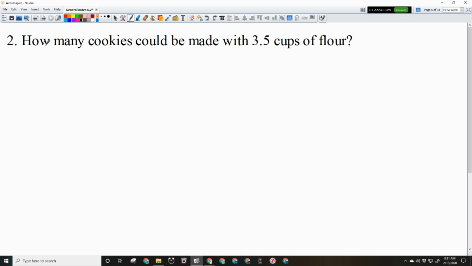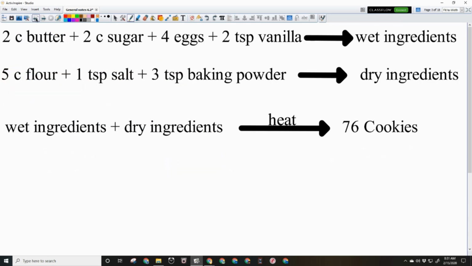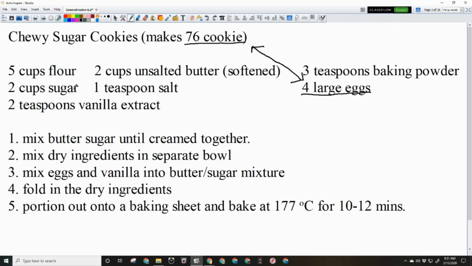All right, so another question, how many cookies could be made if you had 3.5 cups of flour? So let's say that you wanted to bake cookies for a party, and you have this recipe, and you have plenty of salt, you have plenty of butter, plenty of sugar, plenty of vanilla, you have a box of baking powder, and you have a dozen eggs, but when you looked in your pantry, all you had was 3.5 cups of flour. Okay, so that flour is what's called your limiting reagent, your limiting factor.